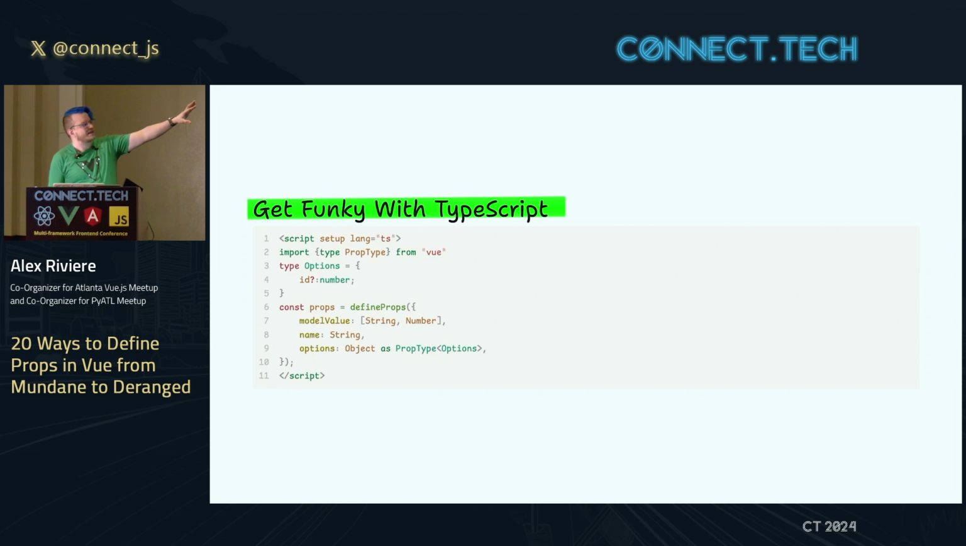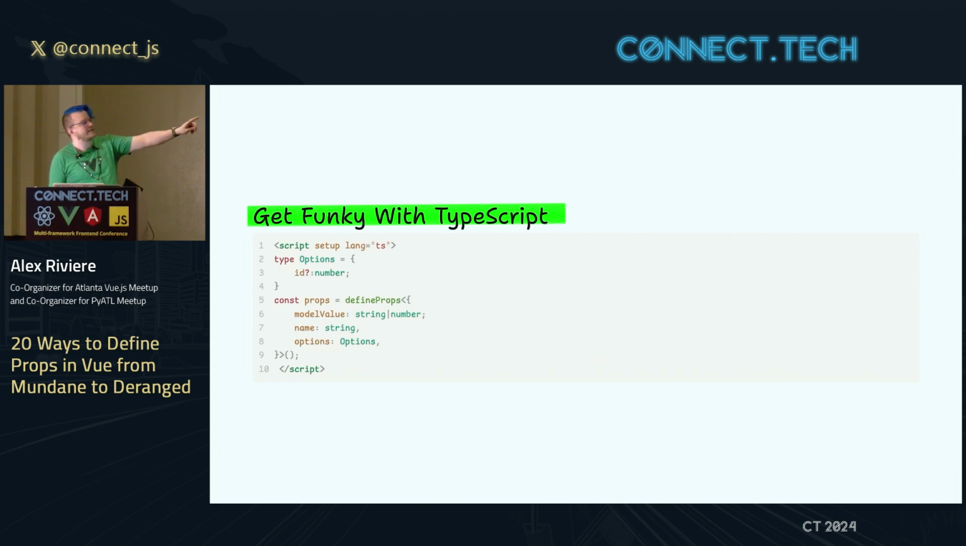So previously, we were doing stuff like this, right? We'd import prop type, and we would have our options definition that we were using, and then we'd have to do model value with a string or a number, and then a name with a string, and then an options with an object and a prop type, blah, blah, blah, right? Very similar to what we've already done. So they were like, what if we just use the type definition?